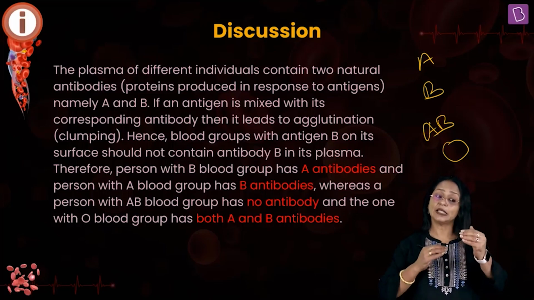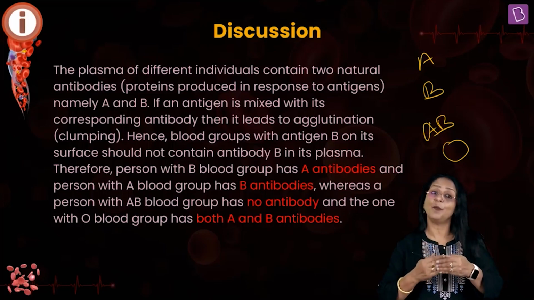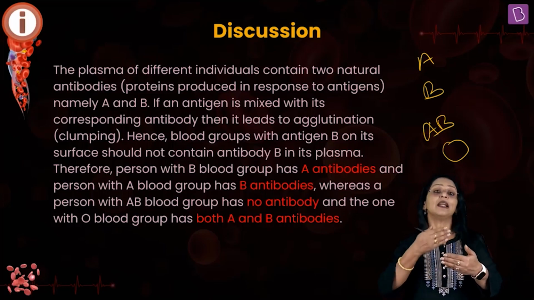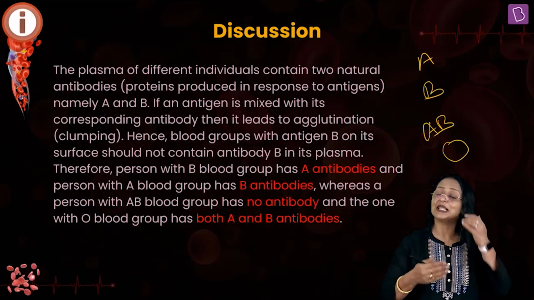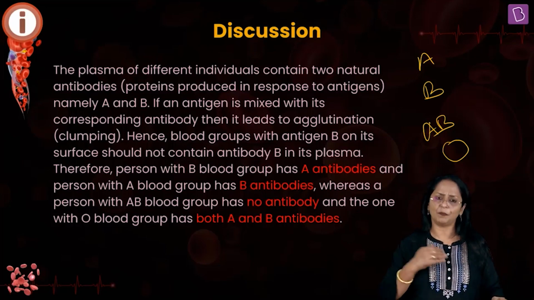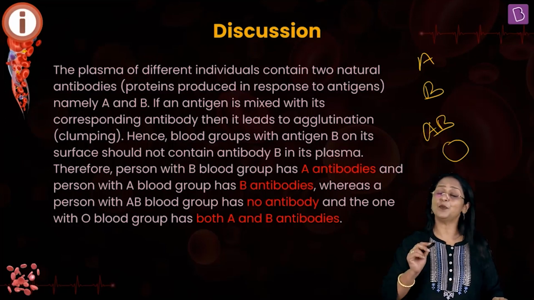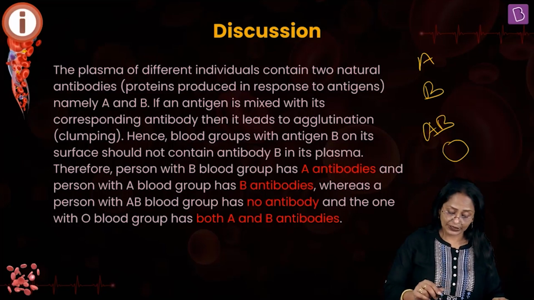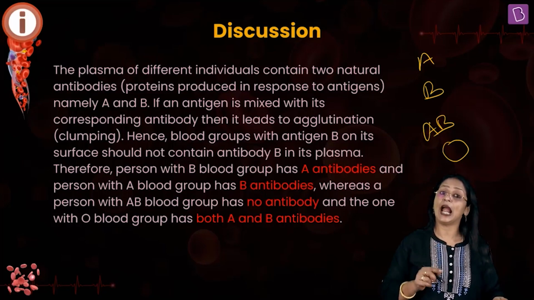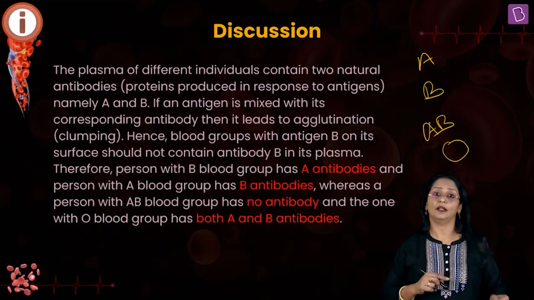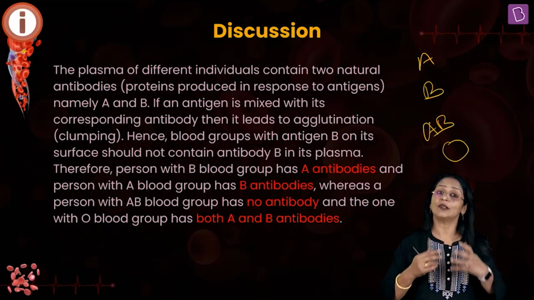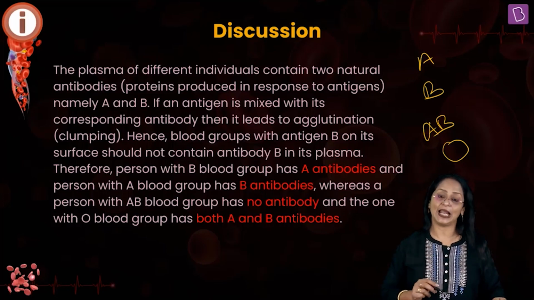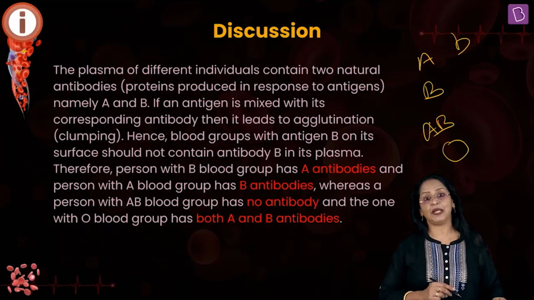Depending upon the antigen that is present on the RBC, you have the opposite antibody present in the plasma. I'll tell you what I mean by opposite. See, what is an antibody? An antibody is produced in response to an antigen, correct? So if antigen A had antibody A, what will happen? It will lead to clumping. So a person who has antigen A will have antibody B.